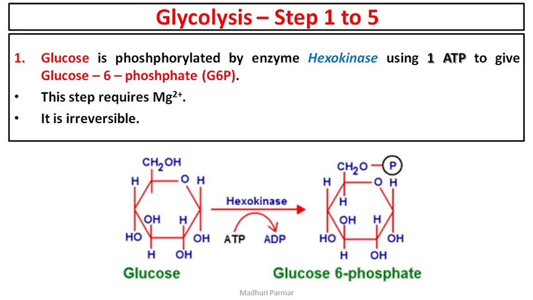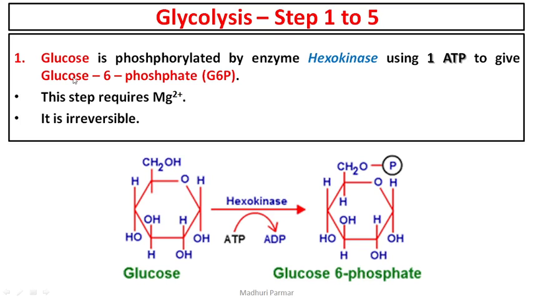First, we will be seeing step number 1 to step number 5. These first 5 steps of glycolysis are known as the stage where you actually use ATP. You are not producing ATP, but you are using ATP. Clear? So the first step is, here is your glucose. Glucose undergoes phosphorylation. So there is a phosphorylation reaction. What does phosphorylation mean? It means addition of phosphate group.